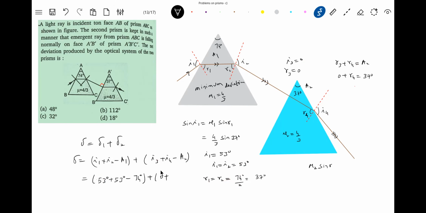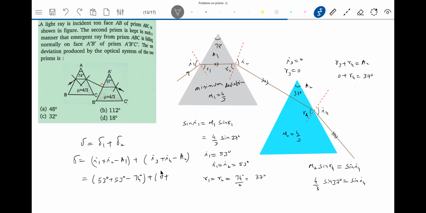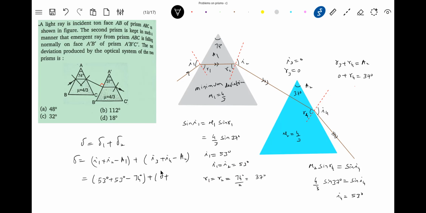Mu2 sin R4 equal to sin I4. Mu2 is 4 by 3. Solving this, we'll get the I4 as 53 degrees. So I4 will be 53 degrees. A2 will be 37. This will be net deviation.